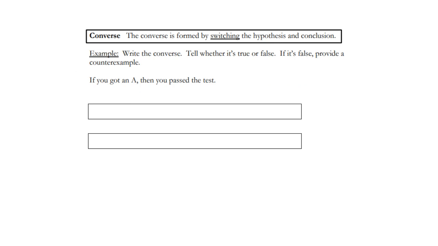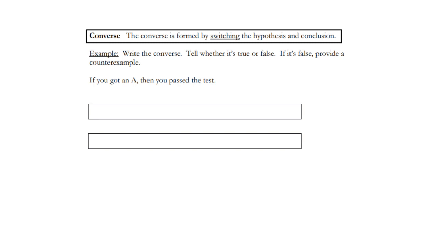Okay, so one more new term for you today is converse. Now, the converse of a conditional statement is simply a new if-then statement that switches the order of our hypothesis and our conclusion. That is what a converse is. So if you're asked to write a converse, you take what would originally be the hypothesis and you move it to where the conclusion goes, and you take the conclusion and you move it where the hypothesis was.